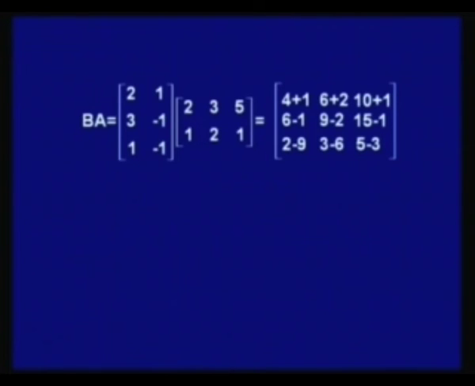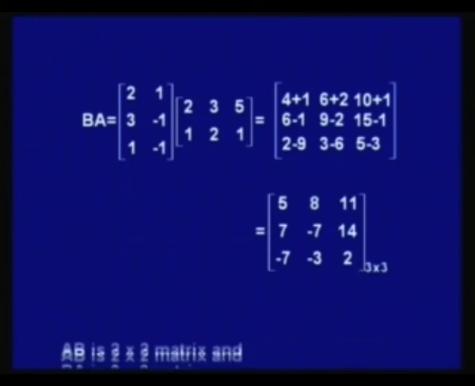So, while AB is a 2 by 2 matrix, BA is a 3 by 3 matrix, and since the orders of AB and BA are not the same, there is no question that AB is equal to BA; they cannot be equated. So, although the product AB is possible, the product BA is also possible, but they are not the same.